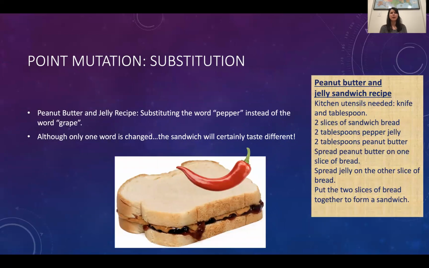So if we're thinking about our peanut butter and jelly recipe, one thing that we can think of is we're going to substitute the word pepper instead of the word grape. So in the recipe, you can see that instead of 2 tablespoons of grape jelly, we will be using 2 tablespoons of pepper jelly. And although only one word is changed, the sandwich will certainly taste different.